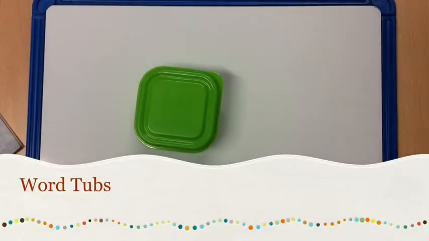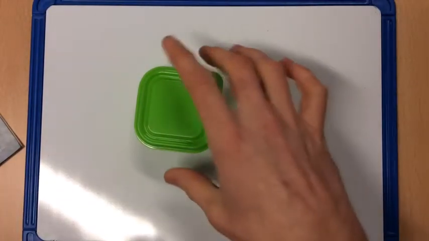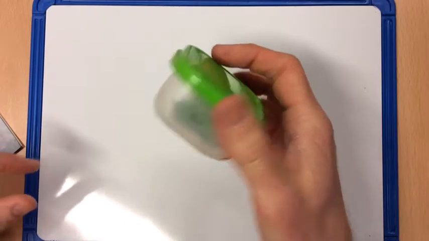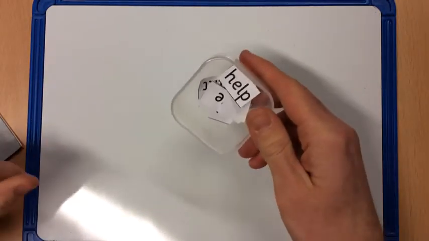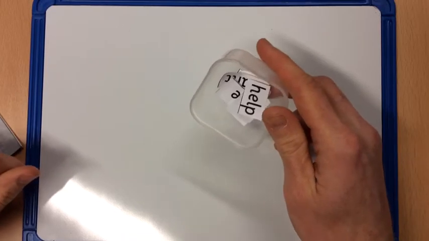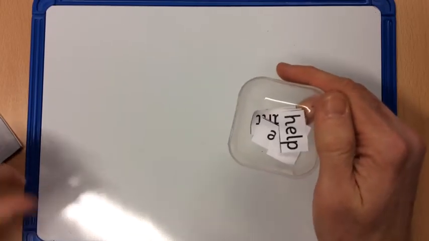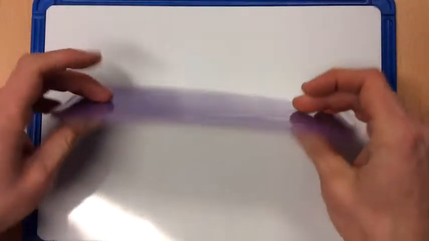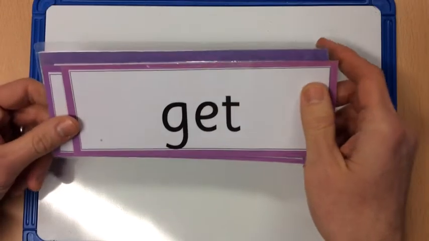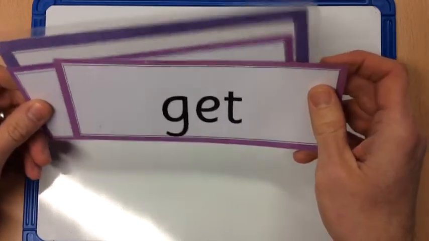Okay, in this video we're going to look at the word tubs which your child will get home when they start primary 1, and inside the word tub we've got a collection of words which the children will be learning in class and which will link to the reading book which they're doing for their reading homework. Now, to make things a little bit easier, we've got some bigger cards here which we can use to talk about the kind of learning we can do with the words in our word tub.